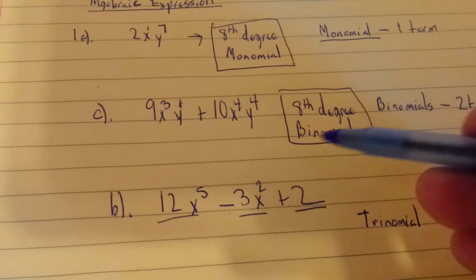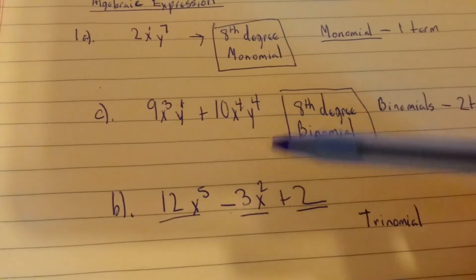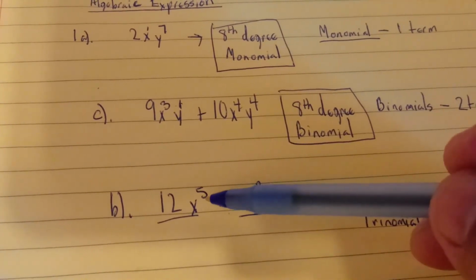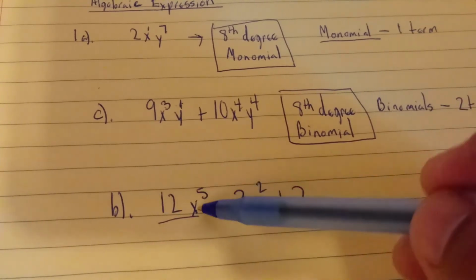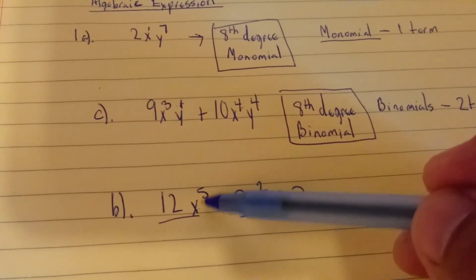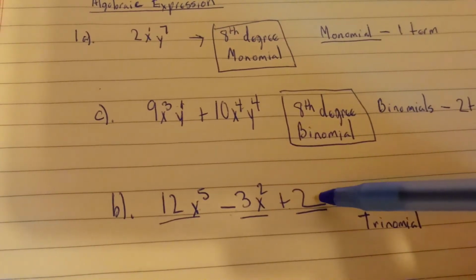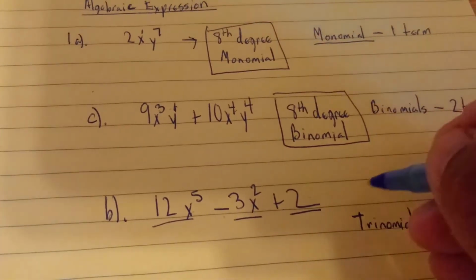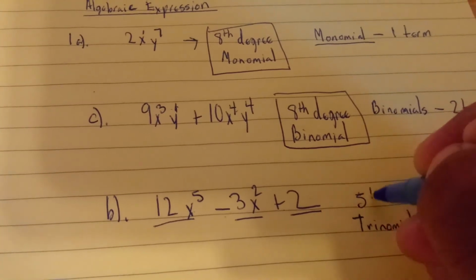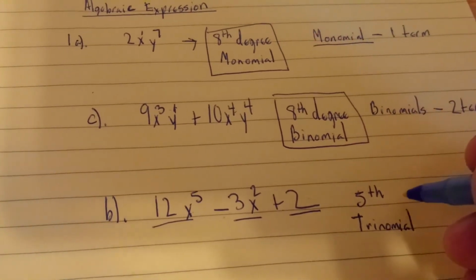And just like our previous case, we're going to take a look at the highest power. In this term, the degree of this expression is to the 5th. This is to the 2nd, and this has none. So we're going to take the largest one. So this will be the 5th degree polynomial.